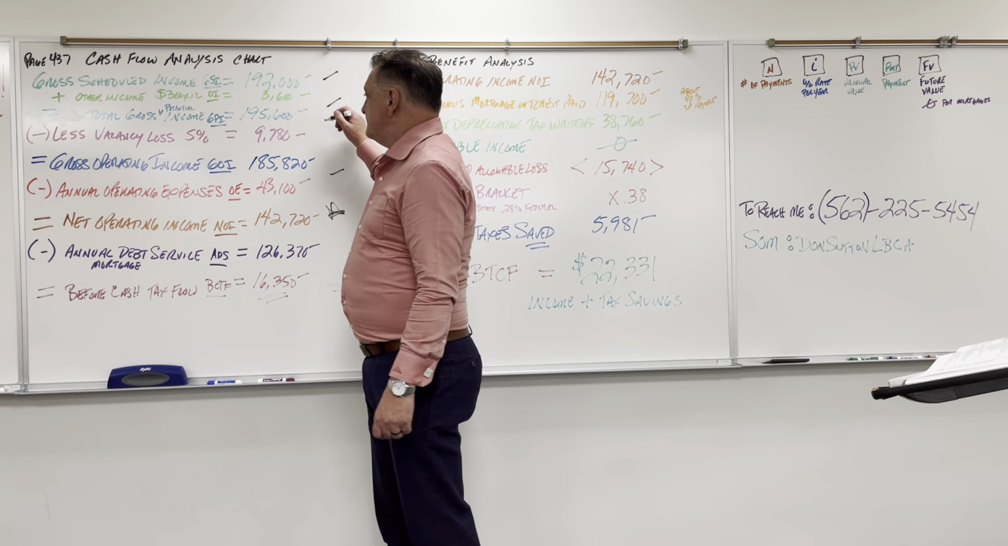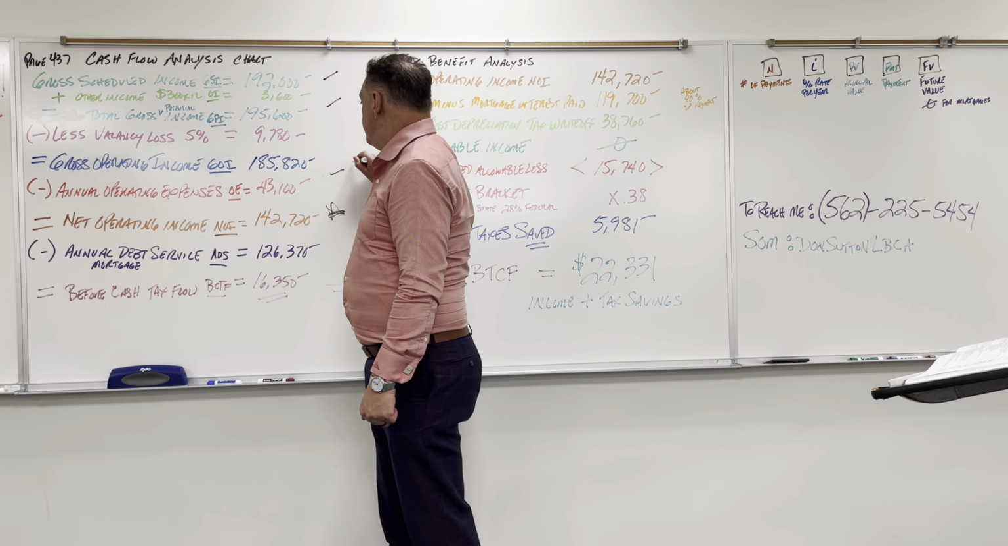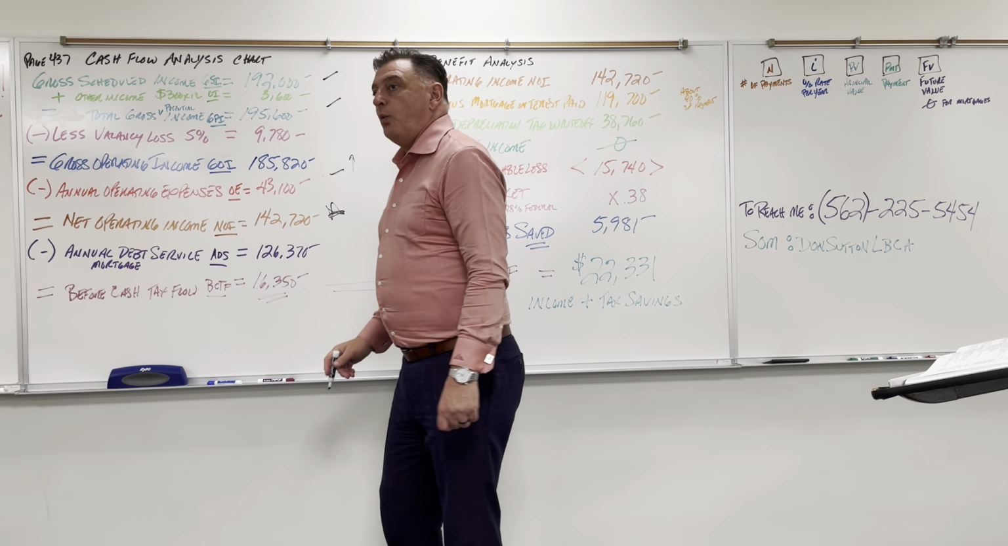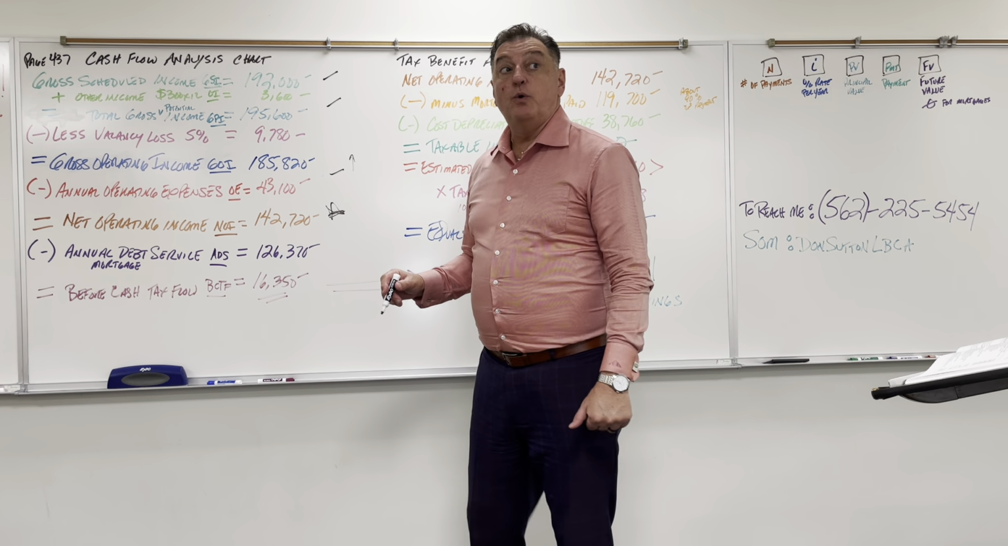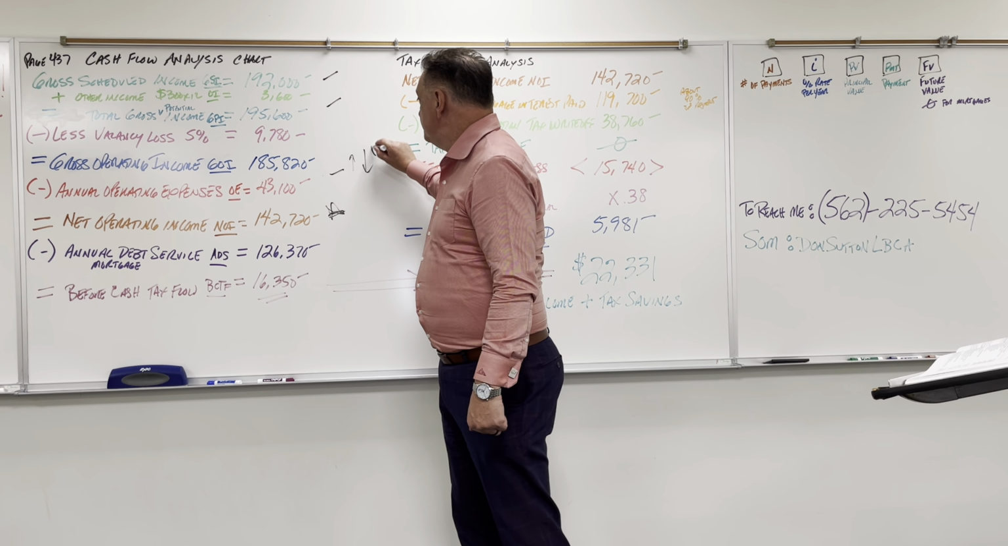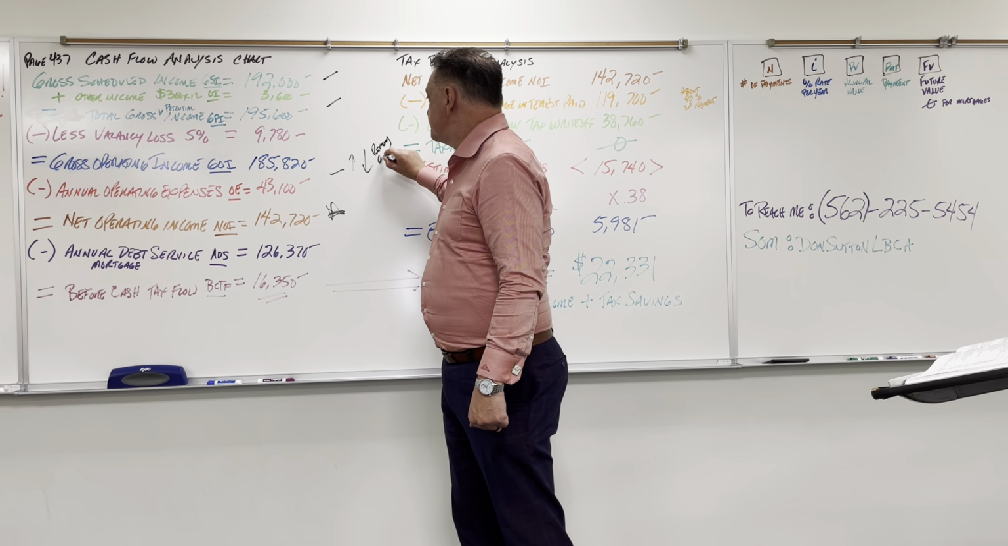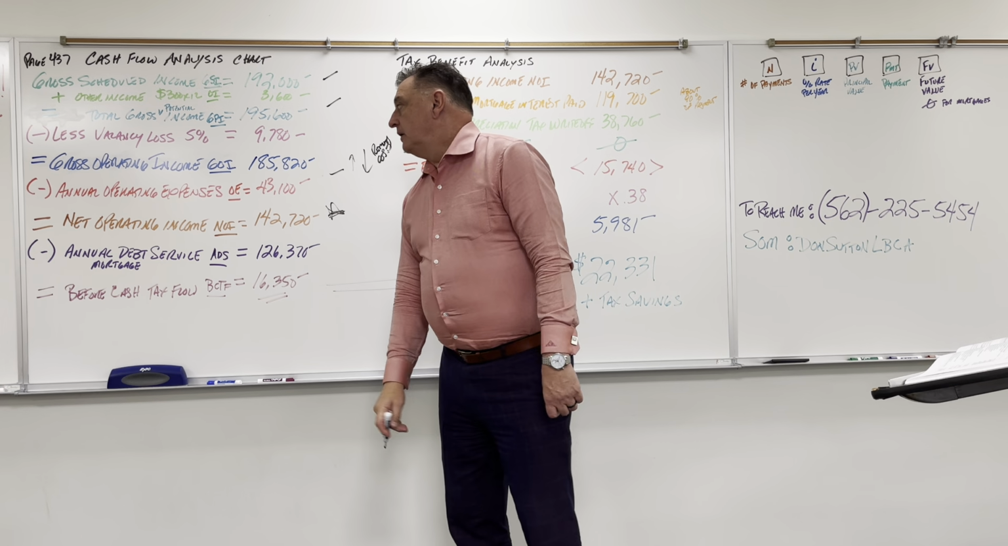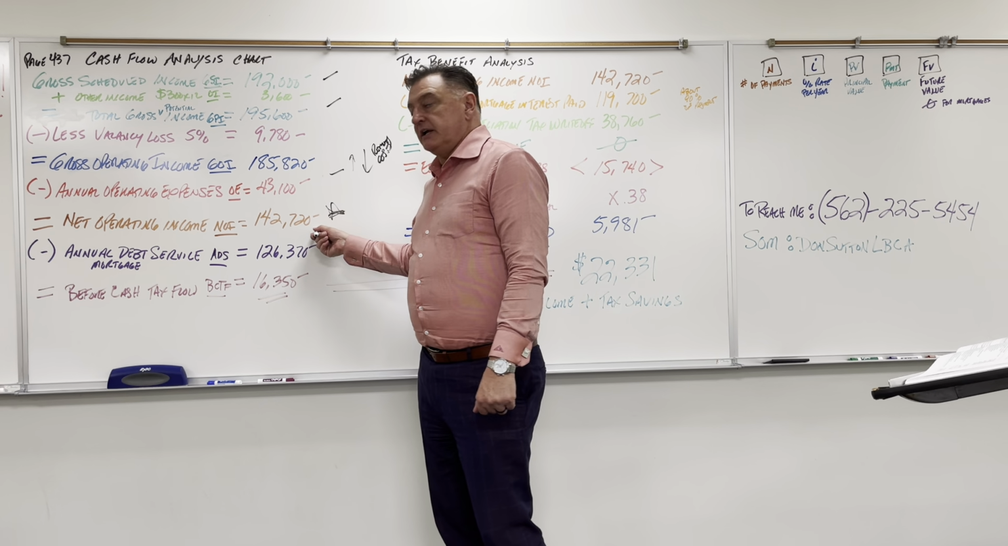The reason is if we see that our annual expenses are pretty high, we know that there's a way to add income revenue by reducing our costs to raise the net operating income.